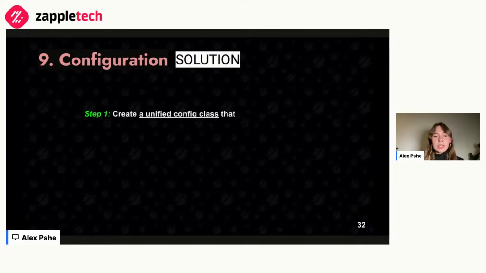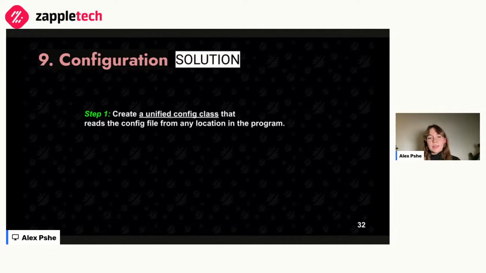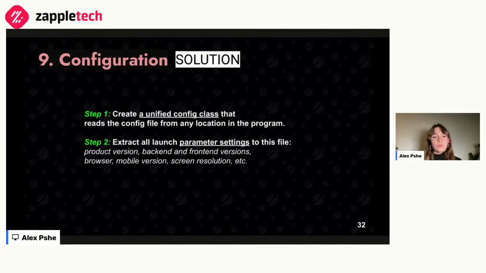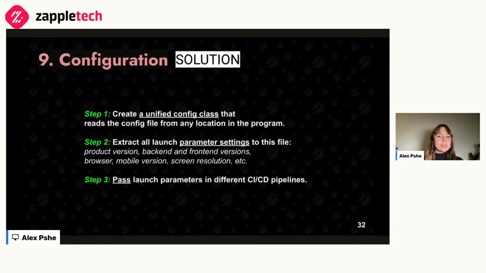And how can we do it? First of all, you can create a separate config class that reads the config file from any location in the program. So we can say, in any location in our project, please use this property from the config file. After that, you can extract all launch parameter settings to this file. It can be product version, backend, front-end version, browser, mobile version or tablet version, screen resolution, etc. After that, you pass launch parameters in different CI/CD pipelines, and all the magic works, because you can set up different pipelines. You can say, okay, on this commit we run three different pipelines: this one on Firefox, this one on mobile version, this one on Chrome, this one for this backend version, this one for that backend version. So it's very, very scalable.